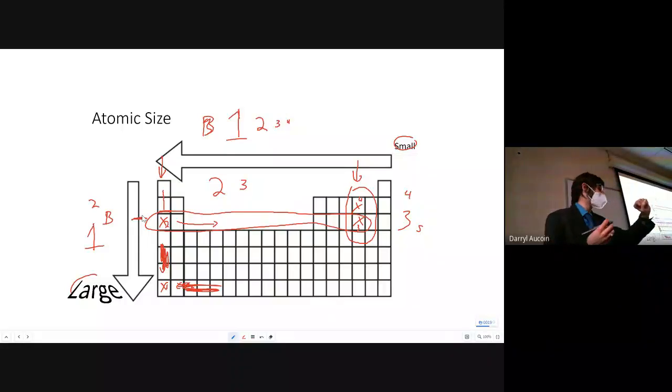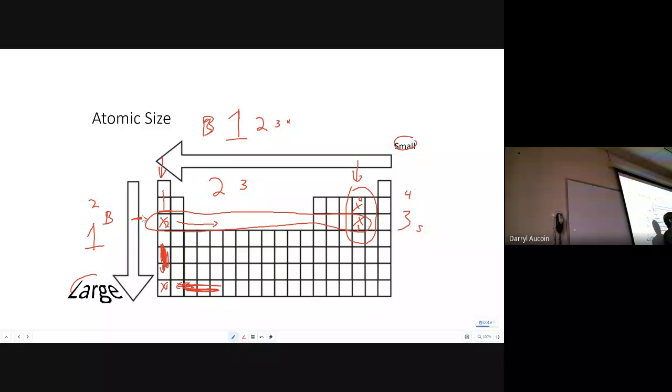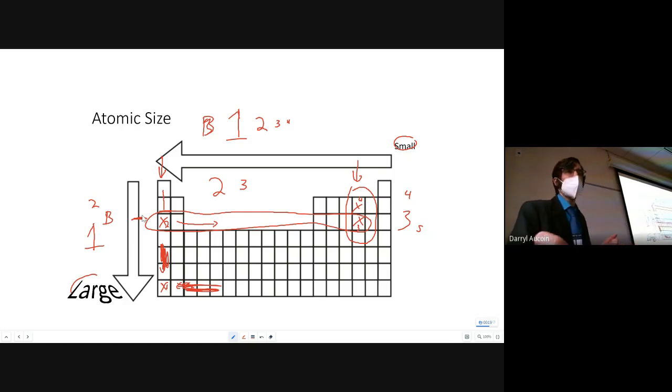So whenever you want to figure out whether one atom is bigger than another, just look at the periodic table and see if they're in the same column or the same row, knowing the left side is bigger, the right side is smaller, the top is smaller, the bottom is bigger. We make a little pair and try to figure that out.